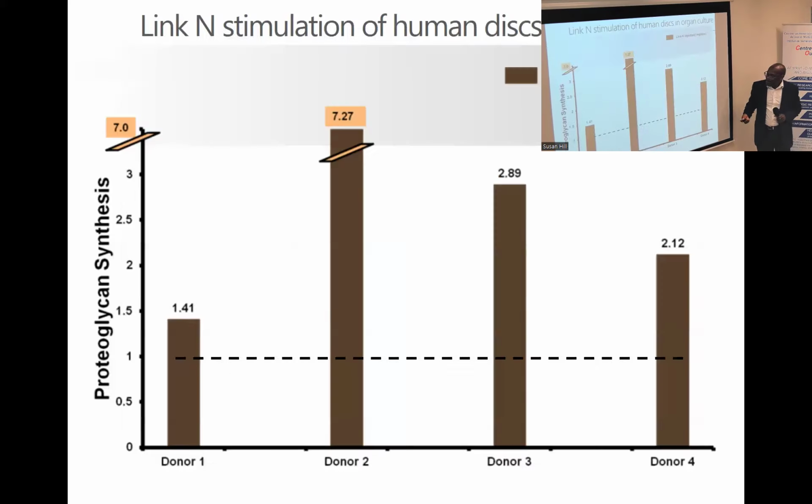And the other thing we did was look at different donors. One thing we found is that there is proteoglycan synthesis, and this is the whole human disc. There is stimulation of proteoglycan synthesis, but there is variation. You can see this donor, the stimulation is not much, but this donor is very responsive, and there's that donor. So it's something that we have to bear in mind.